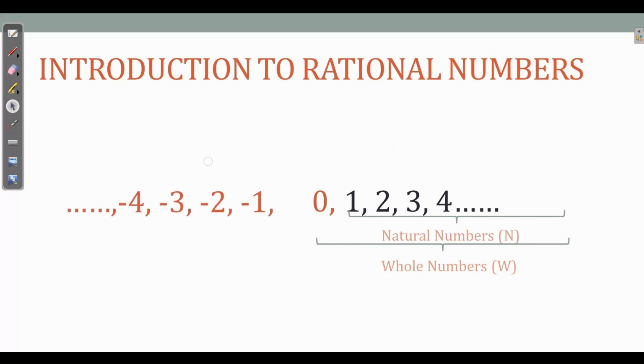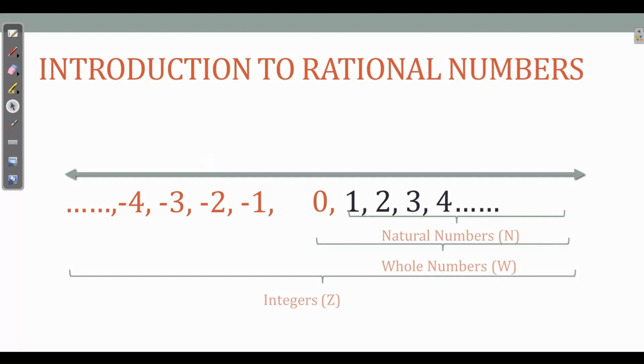So adding the negative numbers to this entire set of natural numbers and whole numbers gives what we call integers. In integers, towards one side we will have the positive numbers and to the other side we will have the negative numbers, and 0 lies in between the positive and negative numbers. All these together are called integers, represented by Z.